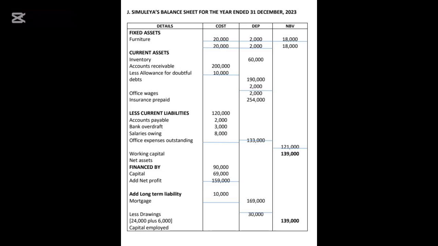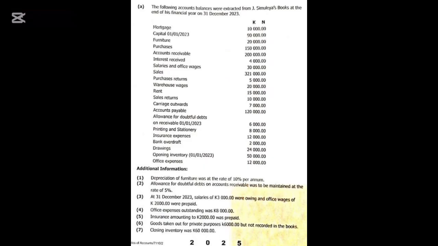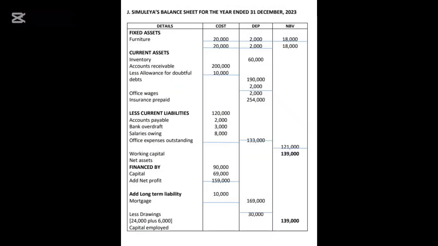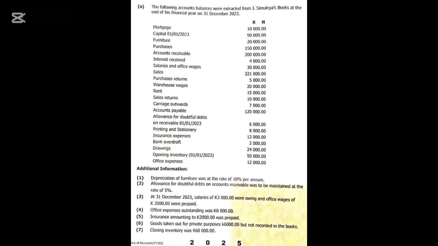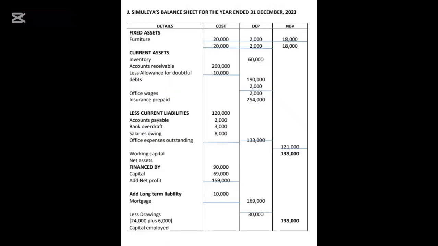Under the current assets, we start with the inventory. The inventory which is included here is the closing inventory. Always take note of that one. The closing inventory is the one that is included in the balance sheet, which is 60,000. Then we have account receivables. Like I said, account receivable is another term which is used in accounts to refer to debtors. So account receivables 200,000. We write it in the first column.